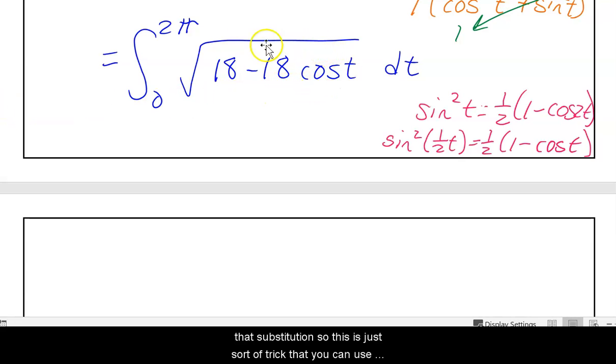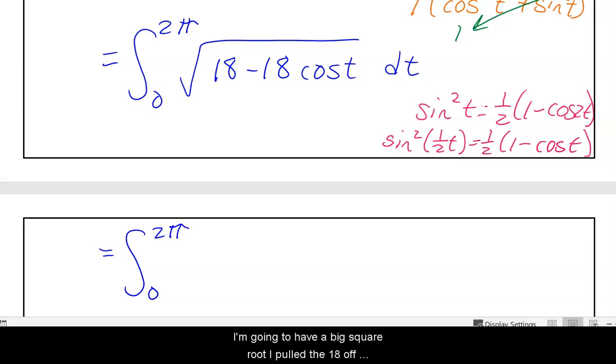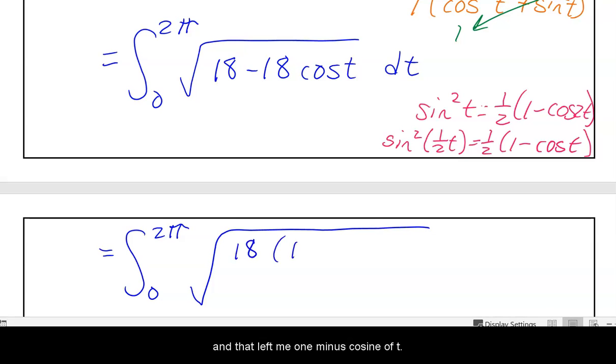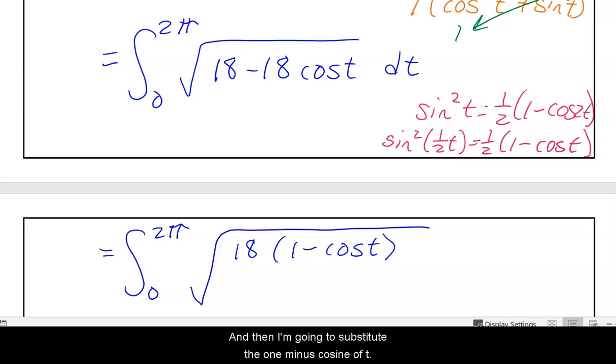So this is just sort of a trick that you can use to get something that's squared underneath the radical so I can get rid of the radical. And that's probably the part where you got hung up, is what to do with that. So it is just a trick, one of the tricks of the trade. So we go from 0 to 2 pi, and I'm going to have a big square root. I pulled the 18 off, and that left me 1 minus cosine of t. And then I'm going to substitute the 1 minus cosine of t.